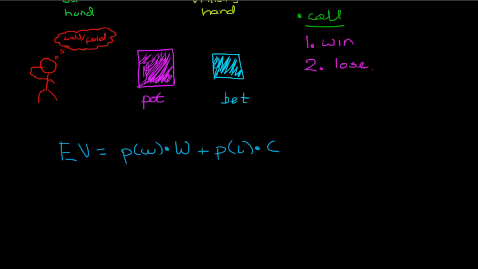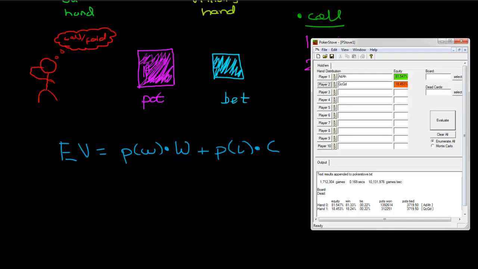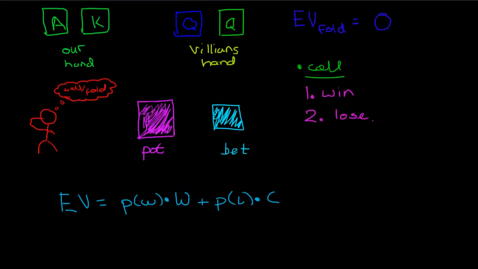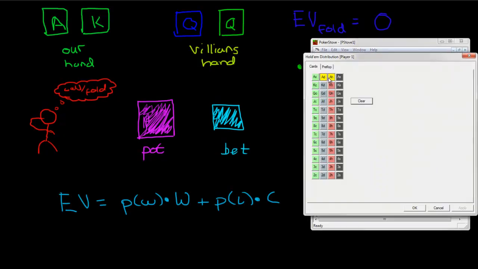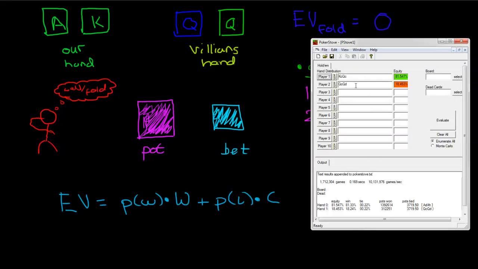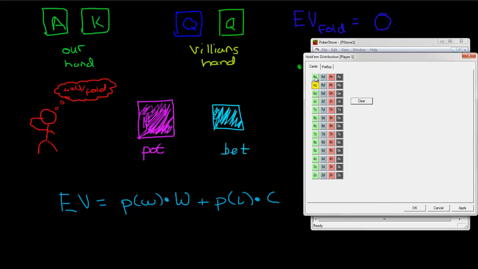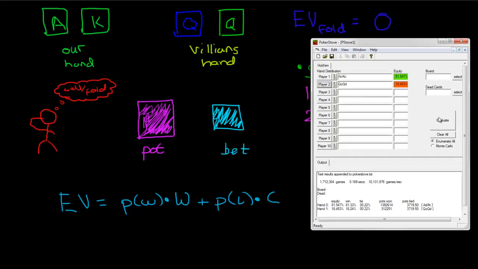For this we're going to use a computer program. I think it was ace-king of clubs that we had. So let's put ace-king of clubs in. There we go. And our opponent had queen of clubs, queen of diamonds. Okay, so let's evaluate this. So the probability that we win is 45.9, and the probability that we lose is 54.1. So let's write that in.